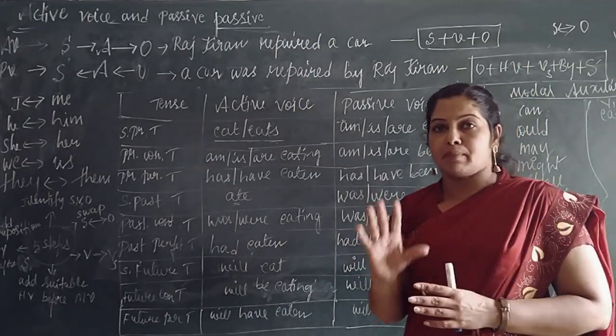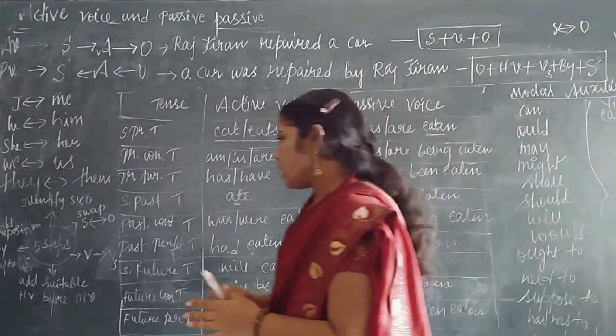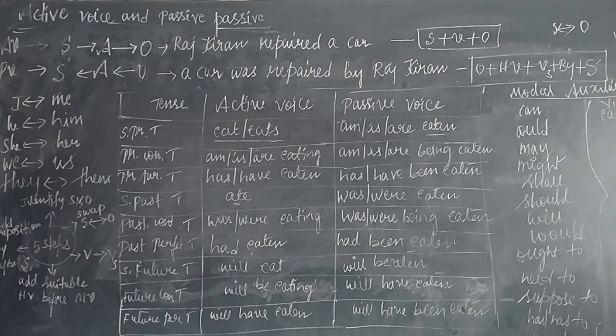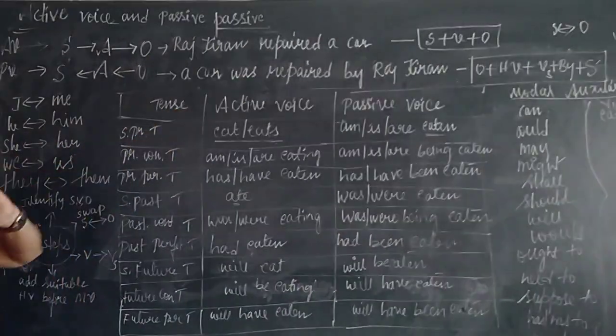So, if you want to convert a given sentence which is in active voice into passive voice, there are 5 simple steps we need to remember. Let us see what they are. The 5 simple steps are: if a sentence is given to you in active voice, first identify what is the subject, what is the verb, and what is the object of the sentence. In this sentence, Raj Kiran is the subject, repaired is the verb, and a car is an object.